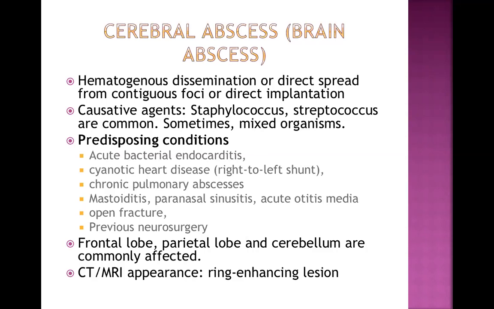Cyanotic heart disease, especially right to left shunt, is another very important cause of brain abscess. Now, you may be wondering why brain abscess commonly occurs in cyanotic heart disease or right to left shunt. So let me explain this. Now, what happened in right to left shunt? Blood is directly going to the left side of the heart from the right side of the heart. Means lungs are bypassed. Blood is not flowing towards the lung that much. It is directly going to the left side of the heart. That's why we call it right to left shunt.